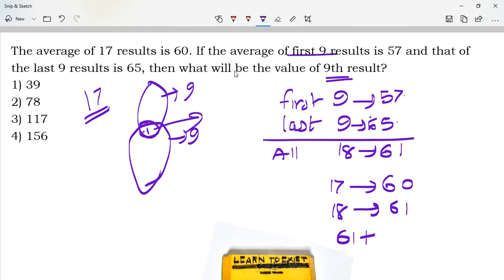It should have an average of, the average has increased, right? So the 9th number should have an average of 61 plus what? 61 plus 1 should be given to all the rest 17 numbers. So 1 into 17. Okay, so this will be 78, and the answer will be option 2. So we will move on to the next question.